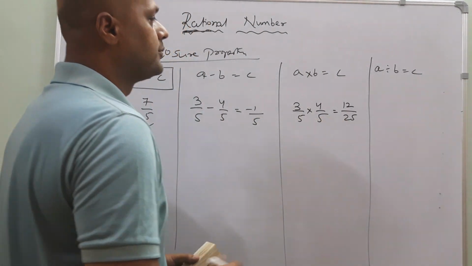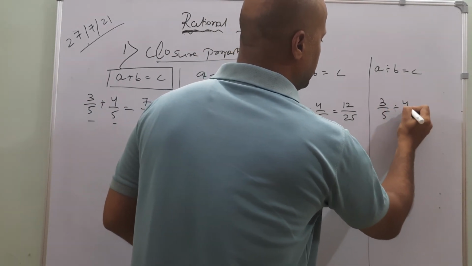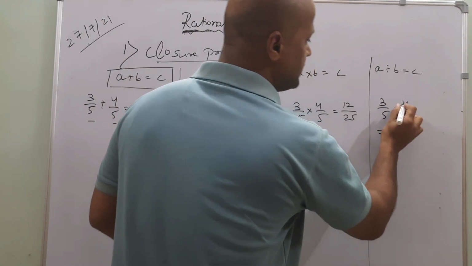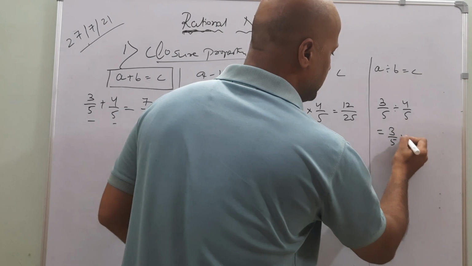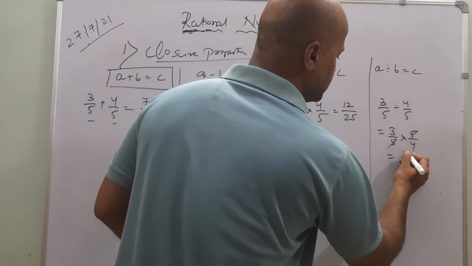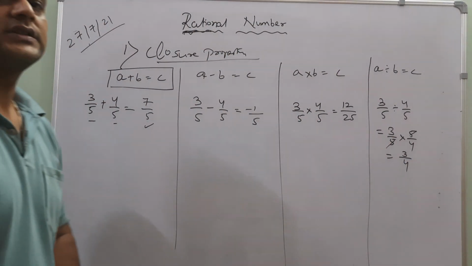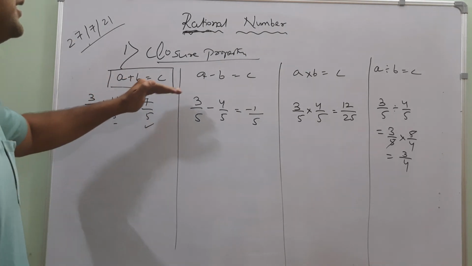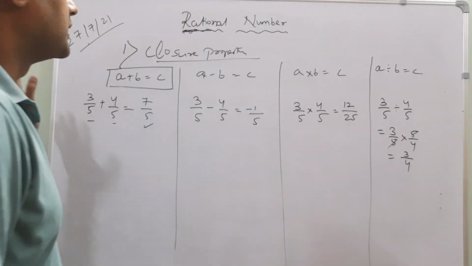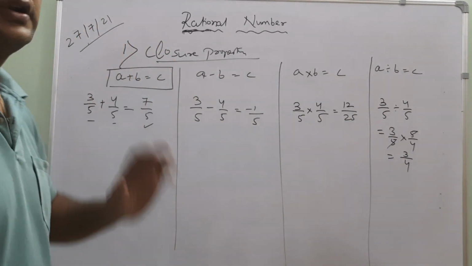Now the next case is division. 3 by 5 divided by 4 by 5. This division will be converted into multiplication and the number will be the reciprocal. 5 cancels, the answer is 3 by 4. So if the rational numbers are in the form of a plus b, a minus b, a into b, or a divided by b, then the result is also a rational number and it follows the closure property.